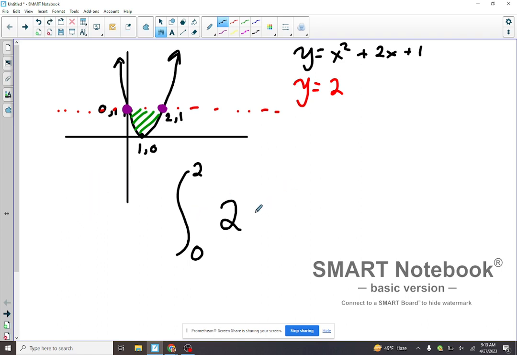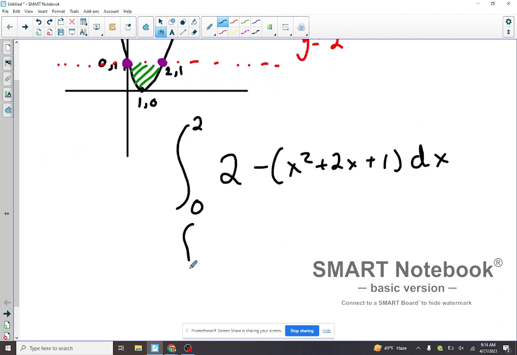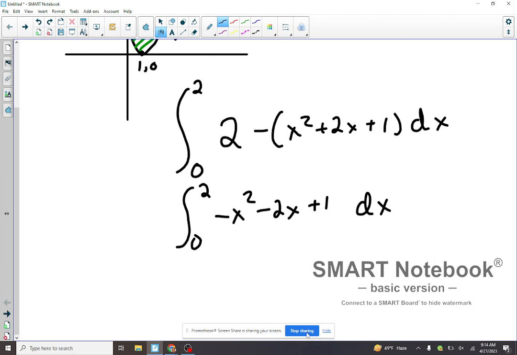All right. So 2 minus, always put parentheses here to avoid problems. You're going to put the bottom function, x squared plus 2x plus 1 dx. So from there, we're going to go from 0 to 2, combine like terms, negative x squared minus 2x plus 1 dx. From here, now you're just anti-deriving.